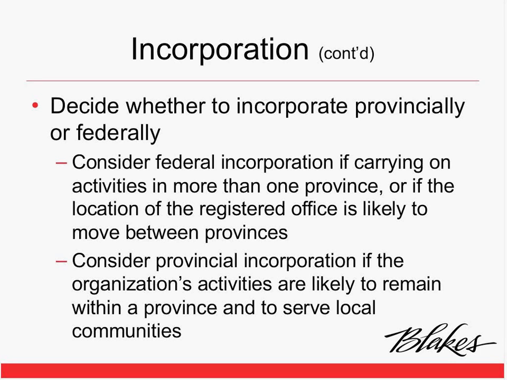For example, in BC, there must be at least 3 directors, one of which must be ordinarily resident in BC. We have included in the Further Resources section at the end of this presentation some links to the governing statutes for several provinces and the federal statute as well, which are worth taking a look at.